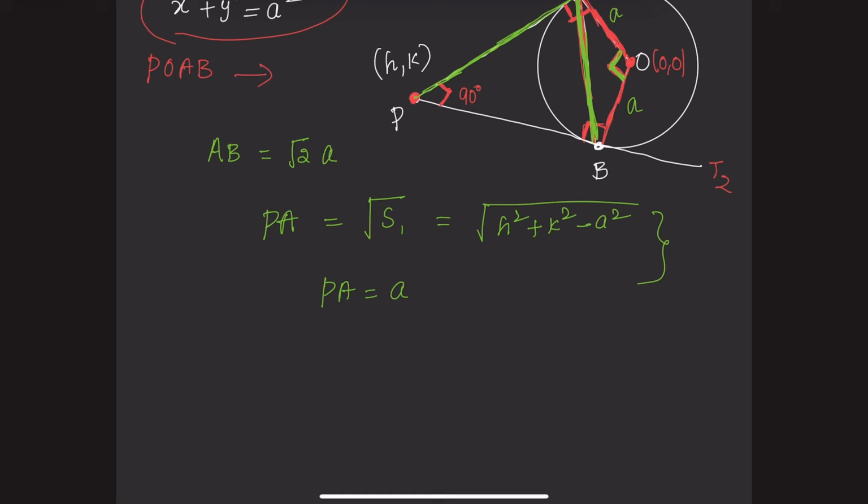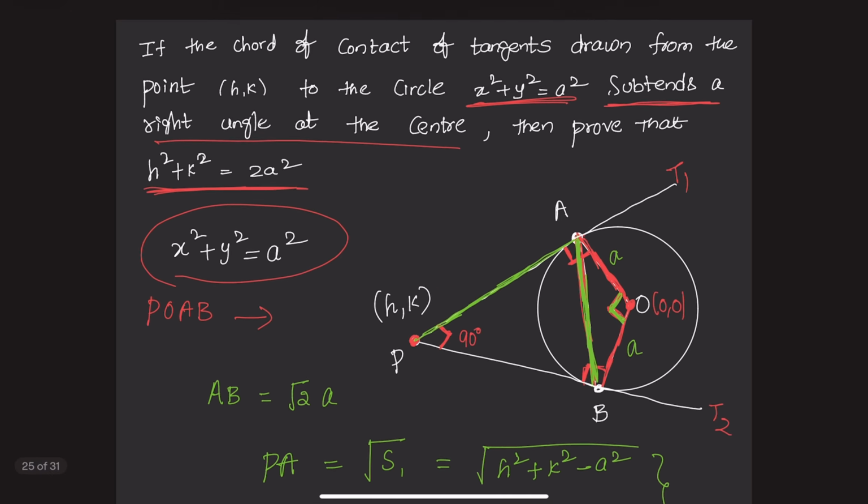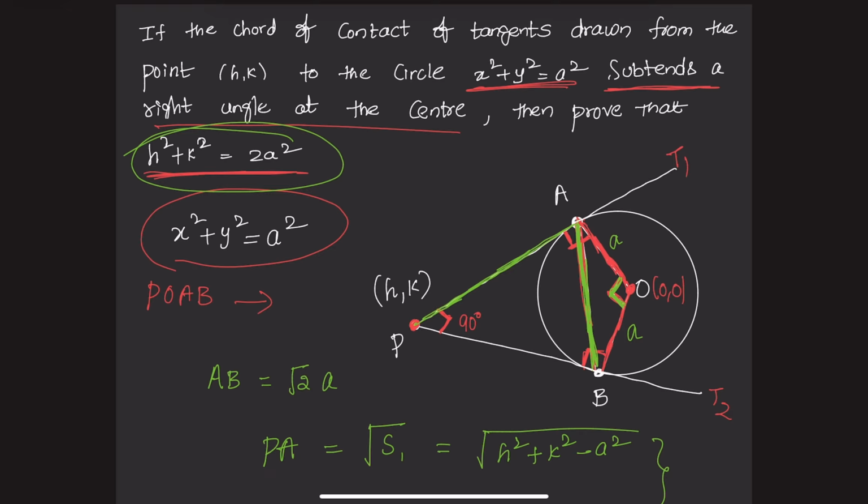So we got two different expressions for PA. Let us equate them. Square root of h square plus k square minus a square is equal to a. Squaring on both sides, h square plus k square minus a square is equal to a square. So h square plus k square is equal to 2 a square. And this is what we have to prove. All right, so I hope this is clear. If you have any queries, feel free to write them down in the comment section. So let us move to the next question.